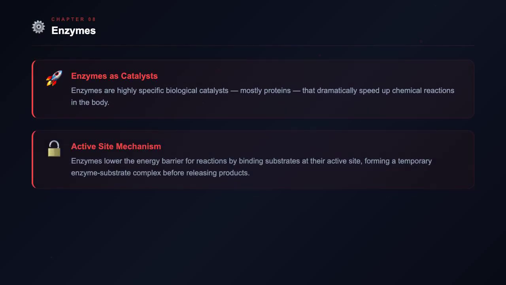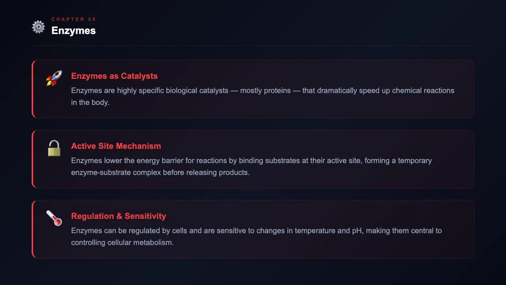Enzymes are biological catalysts, mostly proteins, that speed up chemical reactions. They are highly specific and work at remarkable speeds. Enzymes lower the energy barrier needed to convert reactants into products by binding substrates at a special pocket called the active site. This process creates a temporary enzyme-substrate complex.